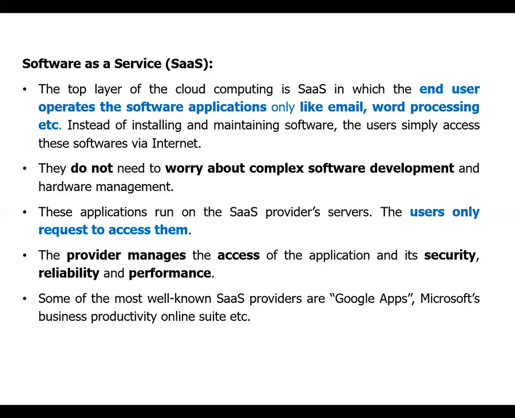They do not need to worry about complex software development and hardware management. The user does not need to buy those software; the cloud provider will provide those things. These applications run on the SaaS provider's servers. The user only requests to access them. The provider manages the access to the application and its security, reliability, and performance. So security, reliability, and performance are the vendor's part, and the user's part is to access and use them, rather than buying those softwares on your own. They are really available softwares on the cloud.